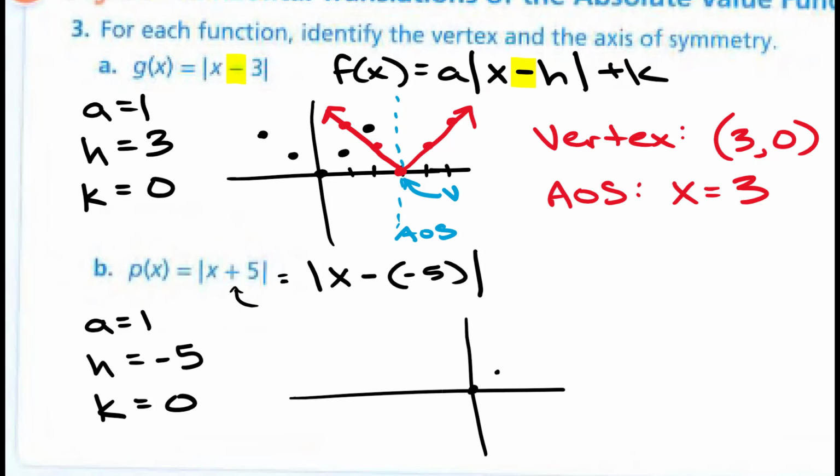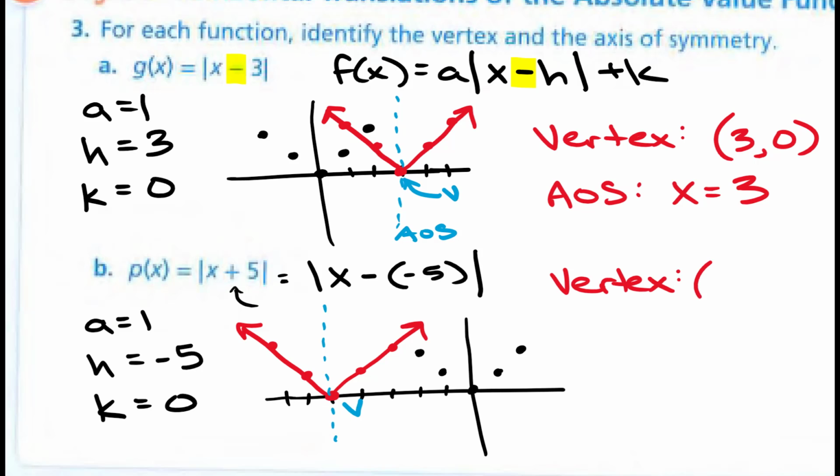So our parent function, we just have those basic 5 points, and then we're going to shift everybody over 5. And we're going 5 to the left, 1, 2, 3, 4, 5. That's my new vertex. And then all of my other points would shift over 5 as well. And so I'd have my vertex and my axis of symmetry. So let's write that up. Our vertex would be h, k, so negative 5, 0. And our axis of symmetry is x equals h, so x equals negative 5.